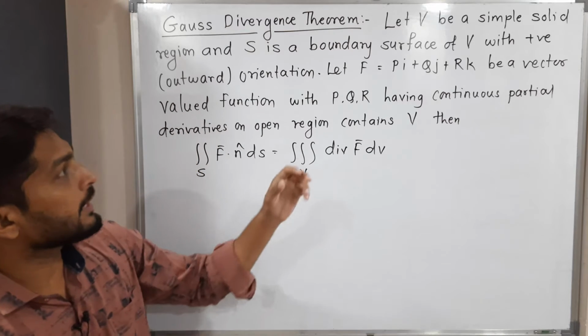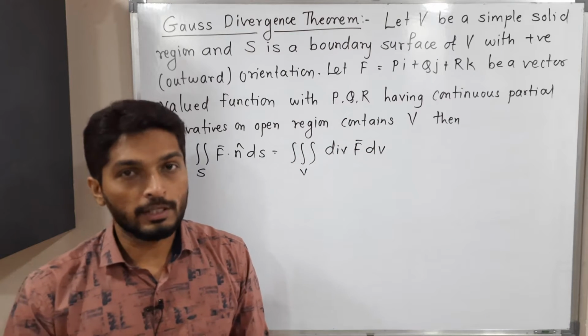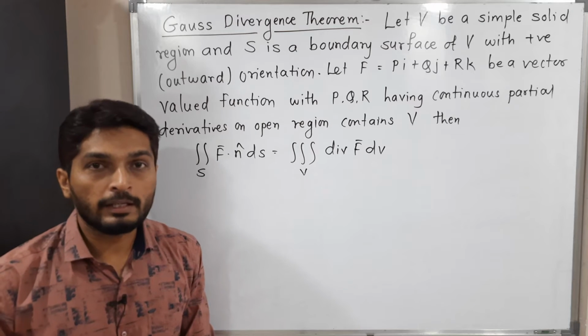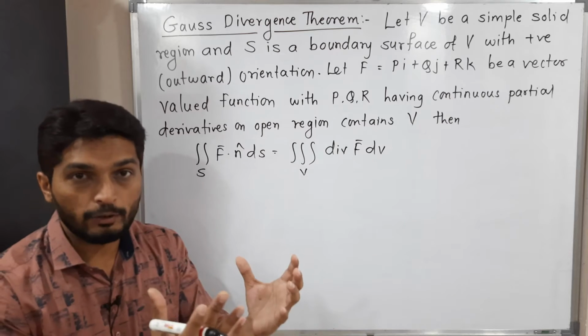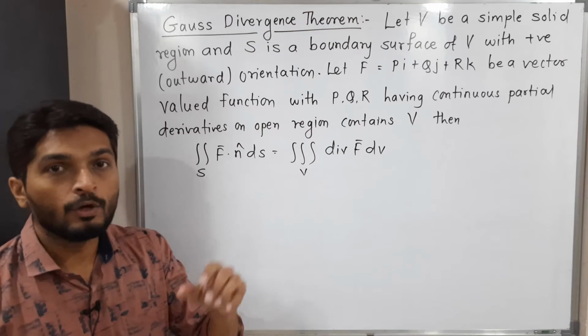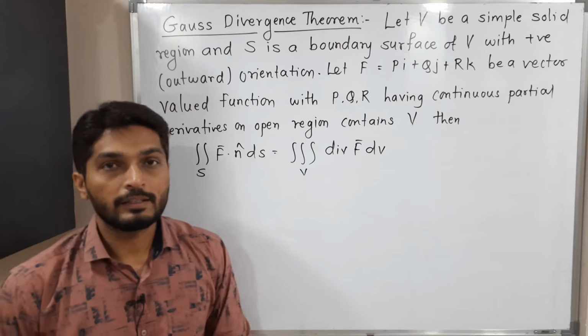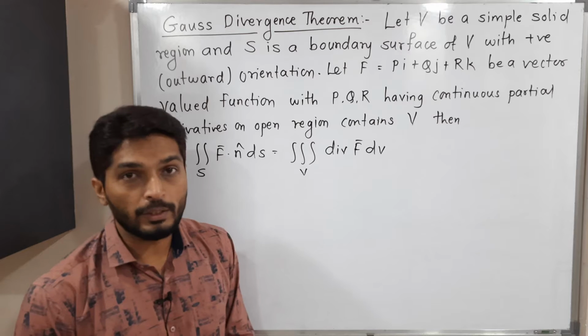So if you have a function like this and P, Q, R must have continuous partial derivatives, then the double integration of F bar dot n cap dS over that surface S of that object is equal to the volume integral over the volume of that object of divergence of F bar dV. So we have to prove that both of them are equal. So let us write what we have to prove exactly.